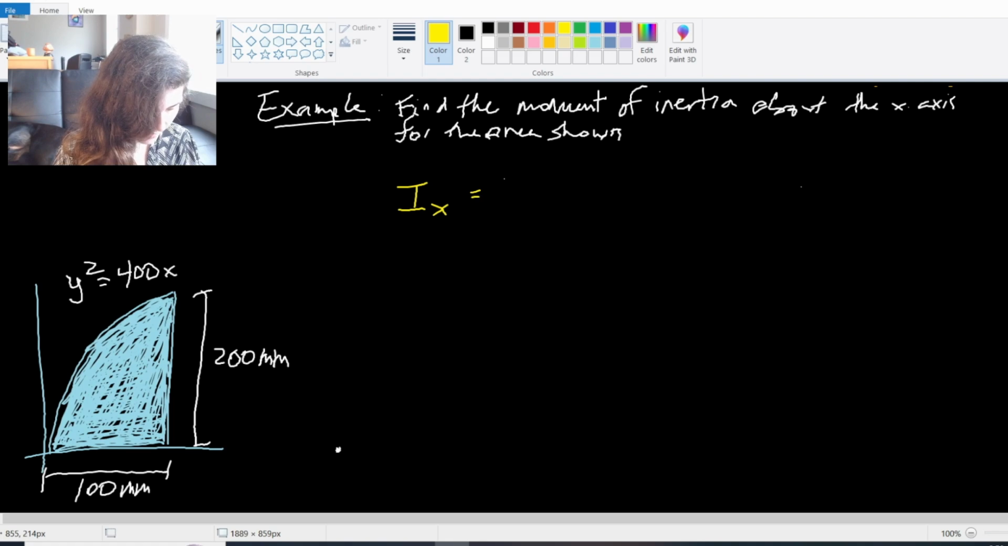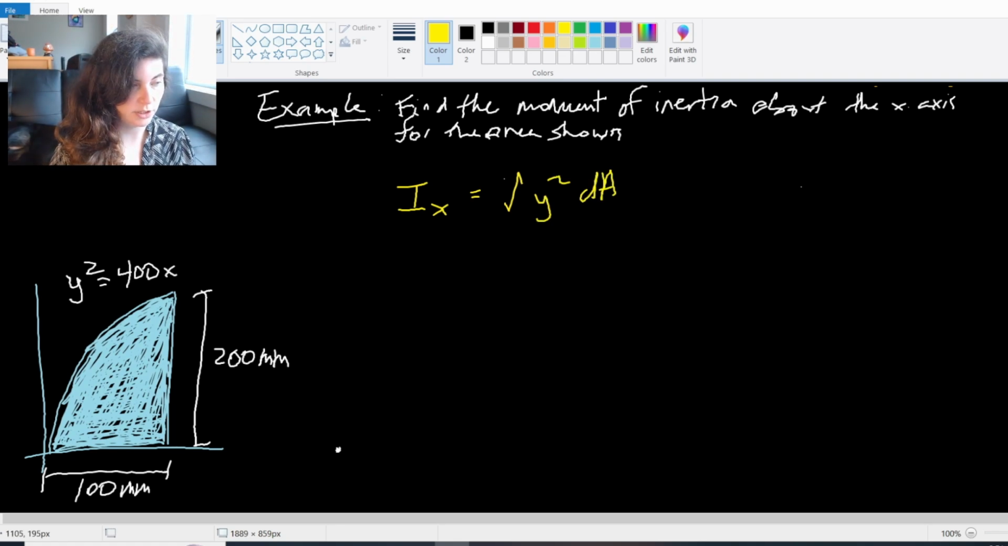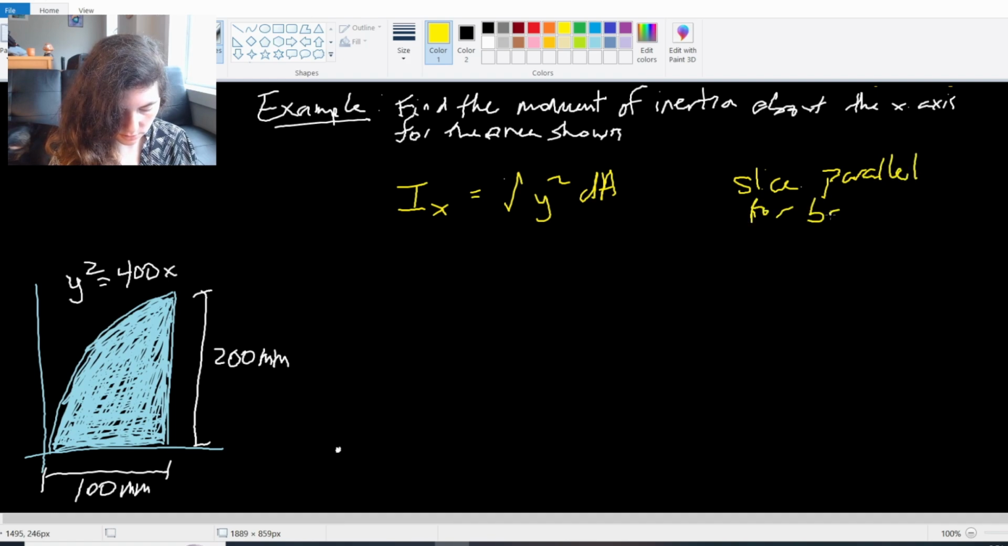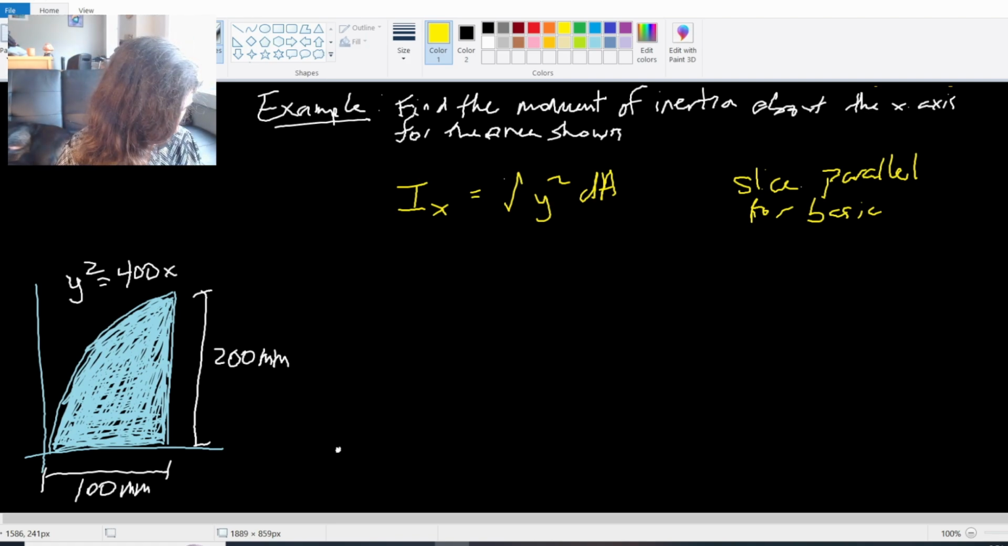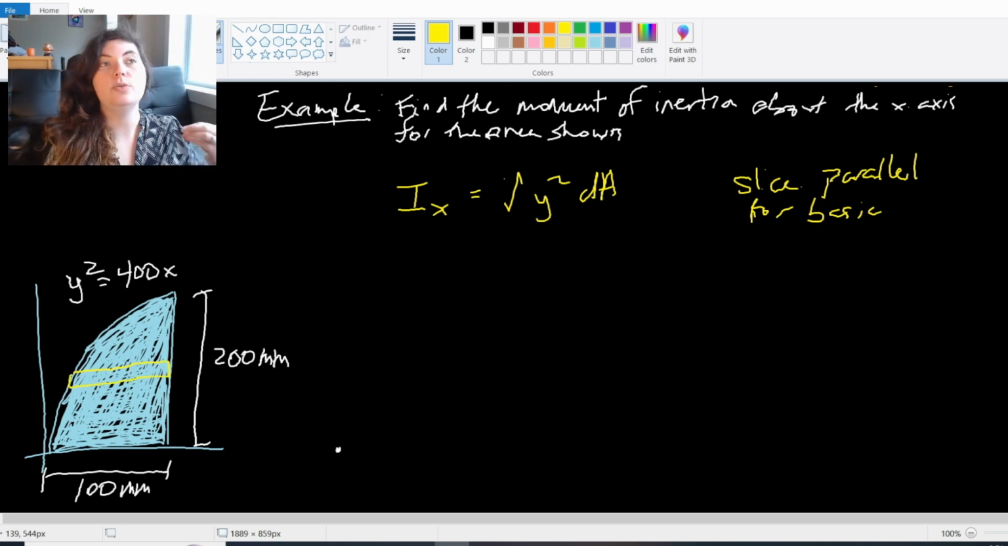So if we want to use the basic integration equations, our moment of inertia about the x-axis, that's what that I sub x stands for, is going to be the integral of y squared dA. So if I want to use this basic integration equation, I have to make the slice parallel for basic integration. What that means is the slice I have to take has to be parallel to the x-axis, meaning that my slice needs to be something like this, right? So now from this slice, I can start pulling out information to go through this integration.